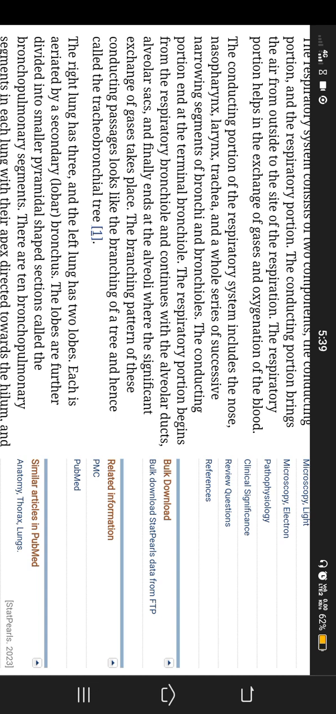The conducting portion of the respiratory system includes the nose, nasopharynx, pharynx, larynx, trachea, and a whole series of successively narrowing segments of bronchi and bronchioles. The conducting portion ends at the terminal bronchiole. The respiratory portion begins from the respiratory bronchiole and continues with the alveolar ducts, alveolar sacs, and finally ends at the alveoli, where the significant exchange of gases takes place. The branching pattern of these conducting passages looks like the branching of a tree and hence is called the tracheobronchial tree.